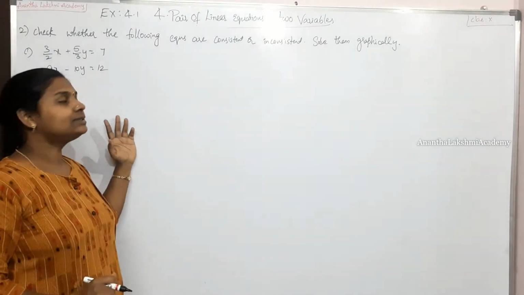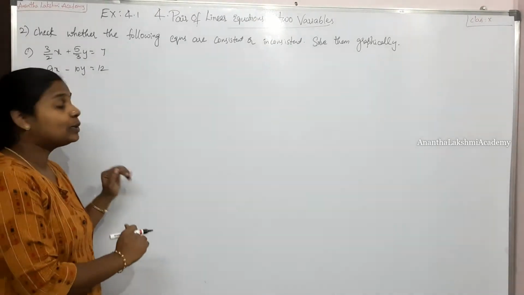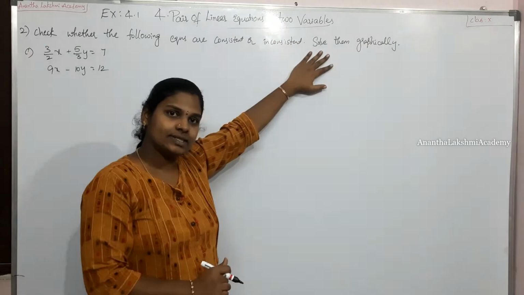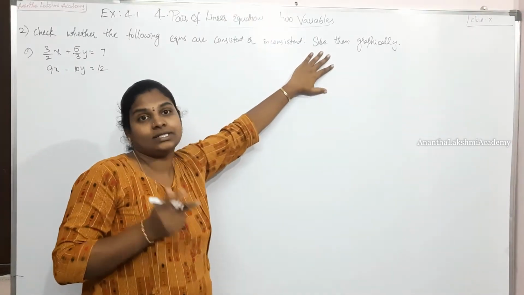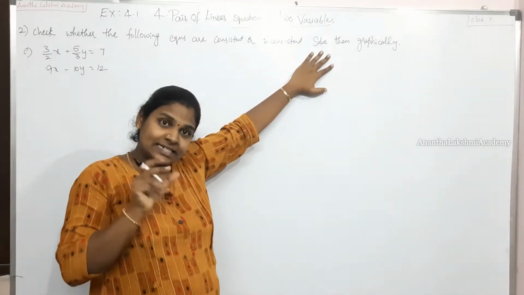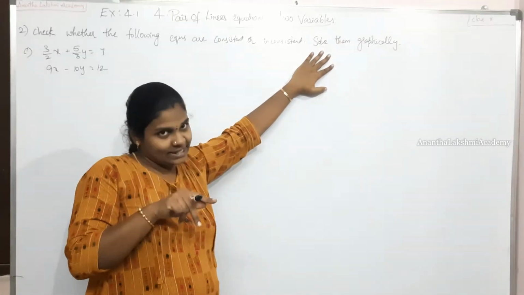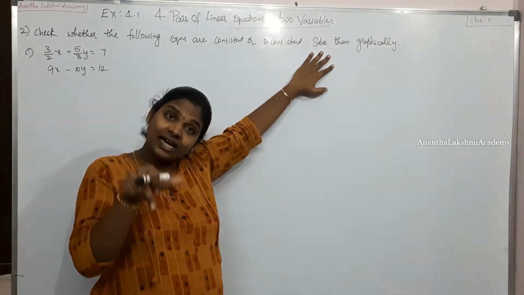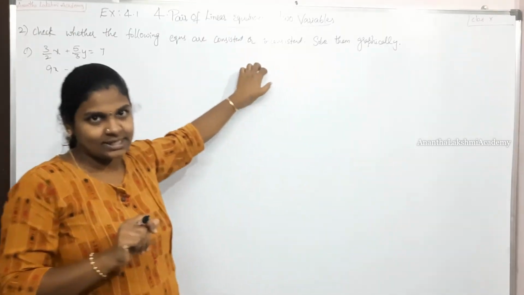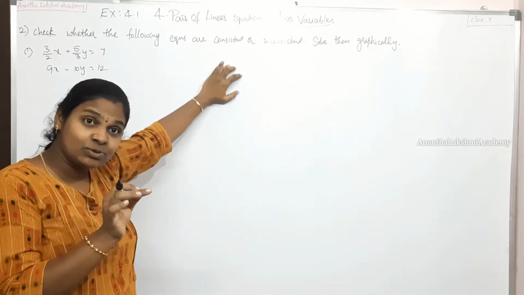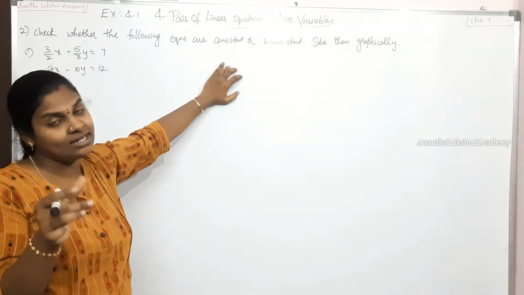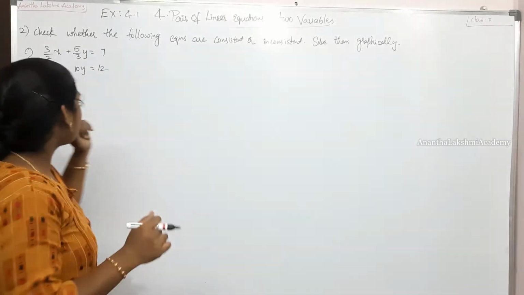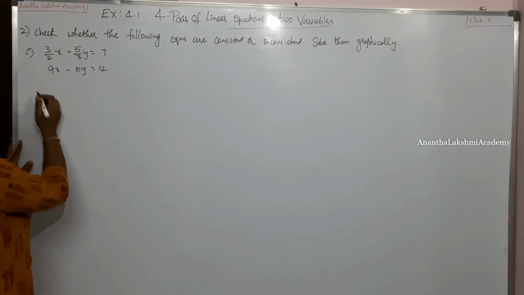Here we have the second problem of exercise 4.1, wherein we check whether the following equations are consistent or inconsistent. How do we say that the two lines are consistent and independent when they intersect, inconsistent when they are parallel, and consistent and dependent when they are coincident? That's what we have learned from the concept of the relation between the coefficients and graphical representation. So now coming to the solution part.